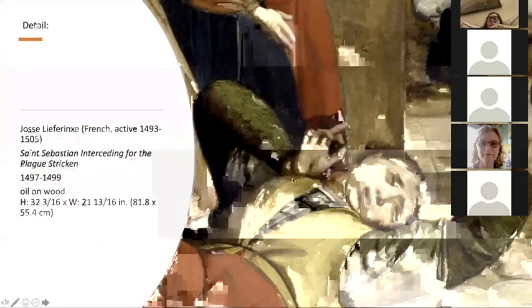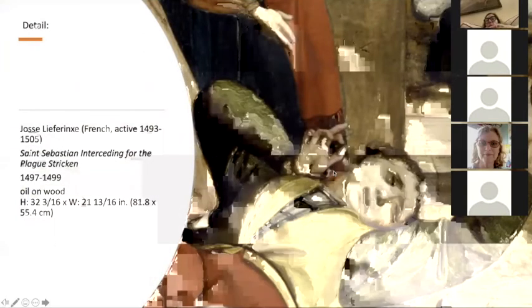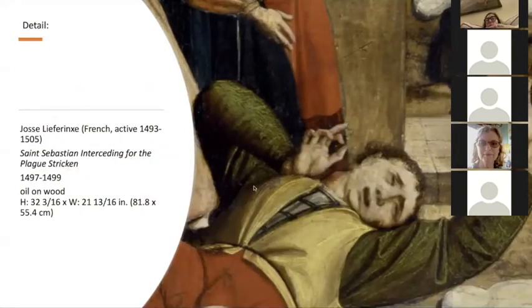But then if we look at this figure here, he's fallen, we see this bubo, which is kind of this telltale sign of the plague. And, you know, he kind of becomes this icon of the plague.